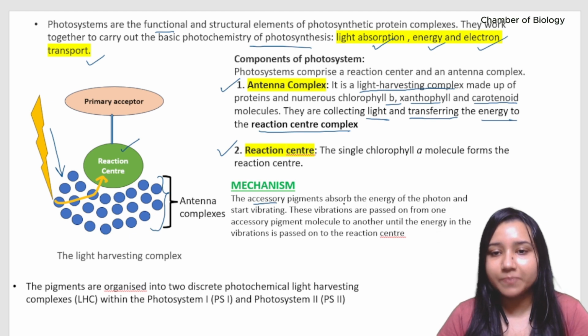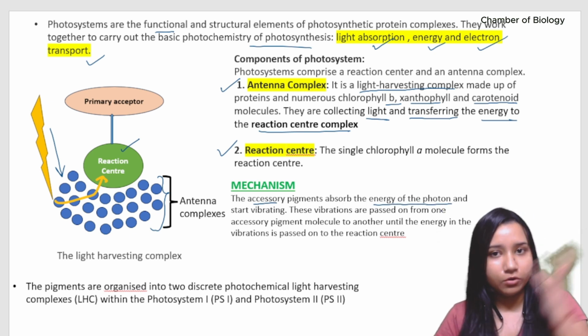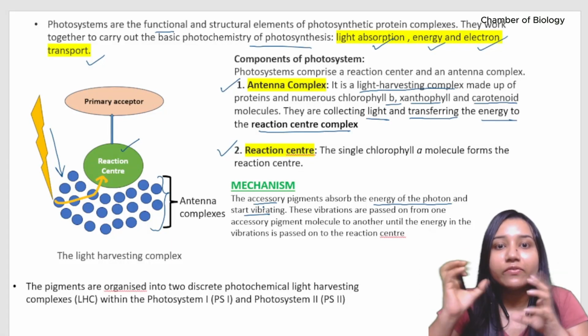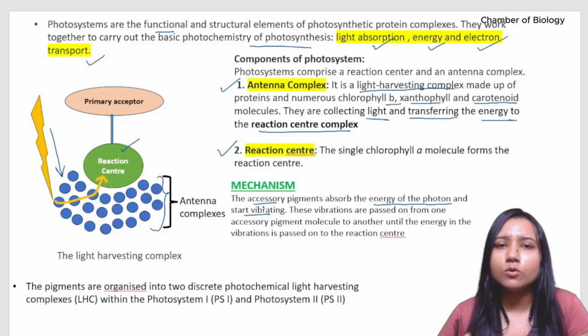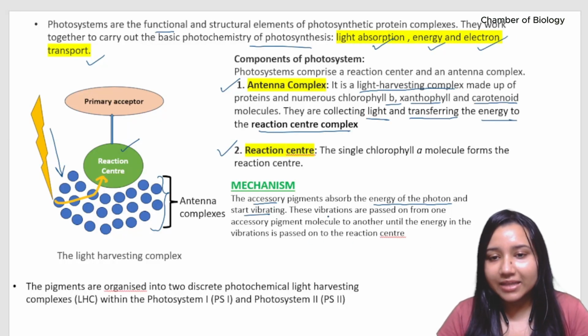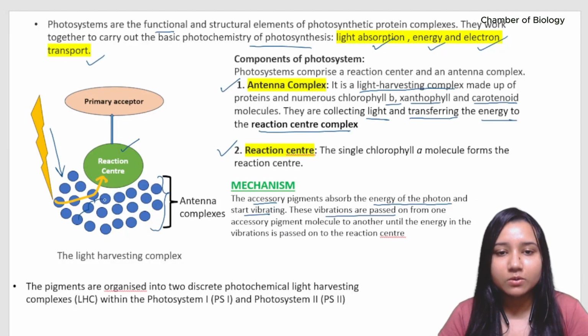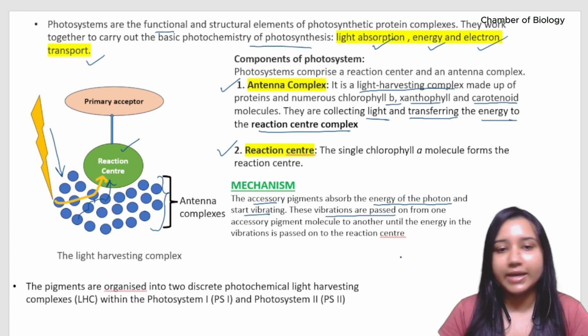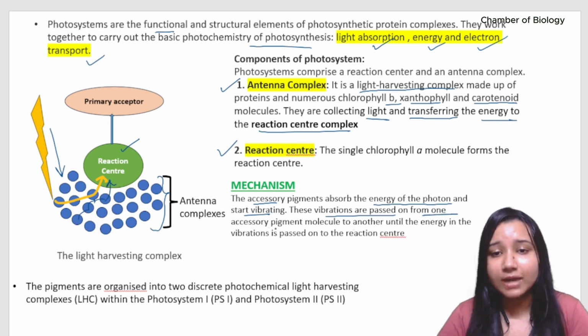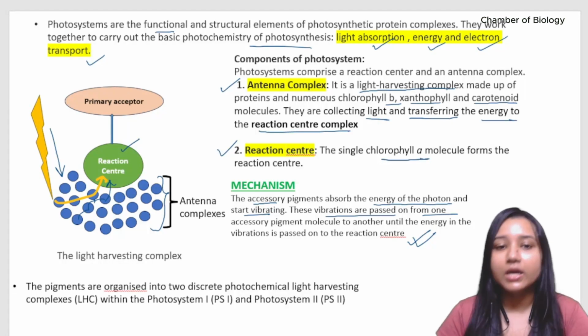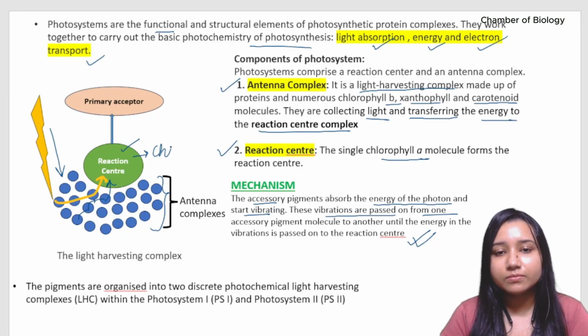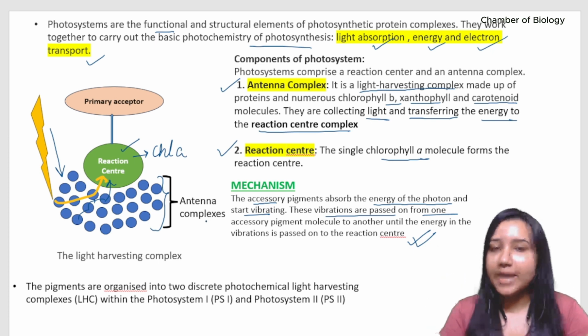So after the accessory pigments absorb the energy of the photon, we will see they start to vibrate. They quickly go to the king to give whatever they have got, right? We have seen this happening. So the vibration is passed from one accessory pigment to another, and finally it comes to the reaction center, until the energy is passed to the reaction center. So who is there? Our chlorophyll A. So in the reaction center we have chlorophyll A, which is forming the reaction center.